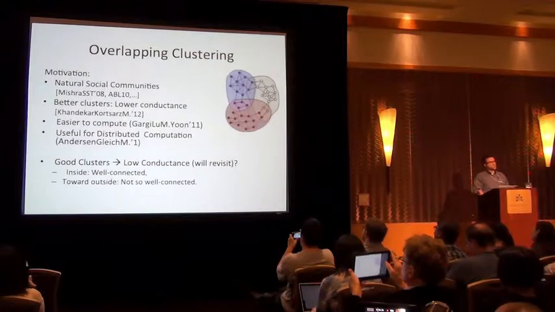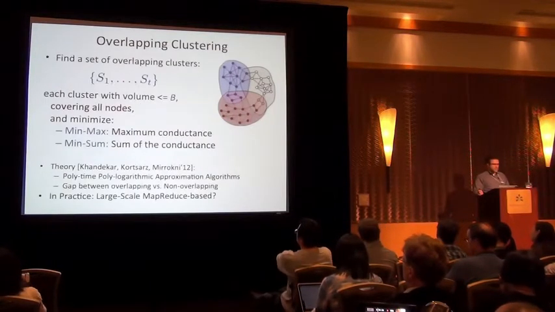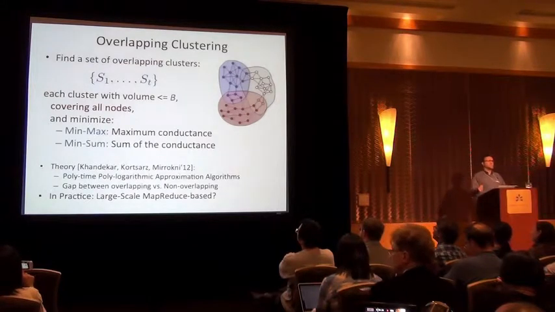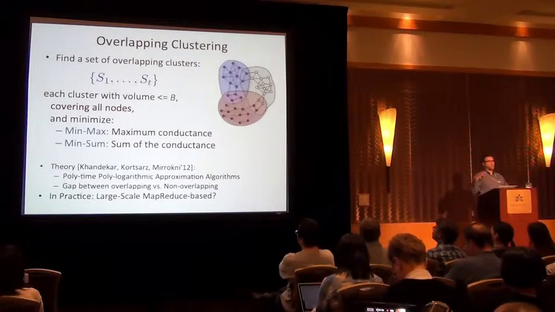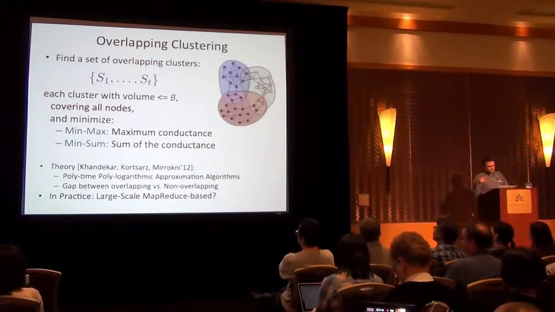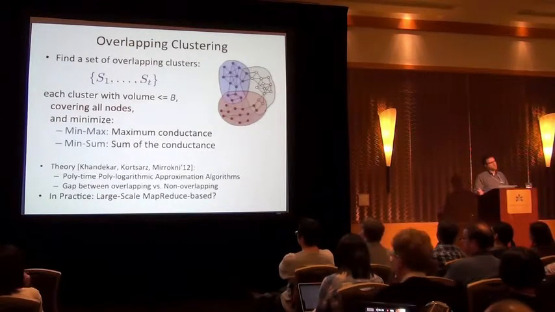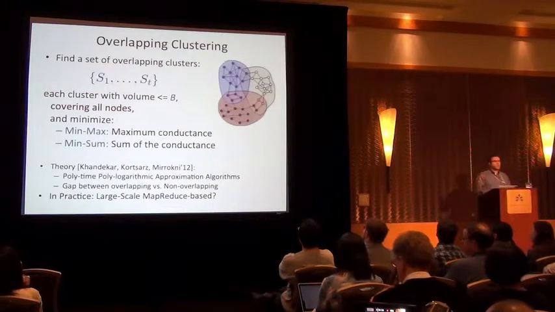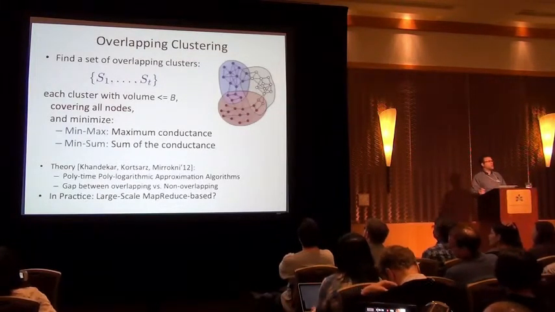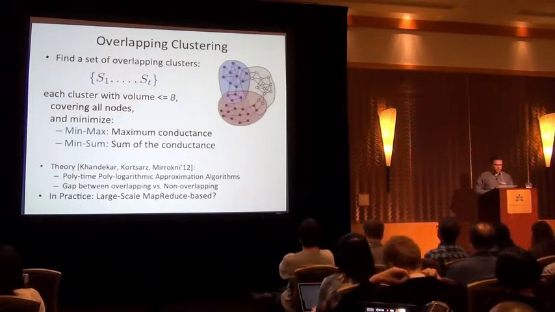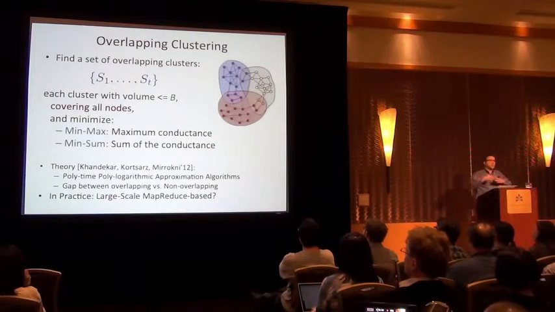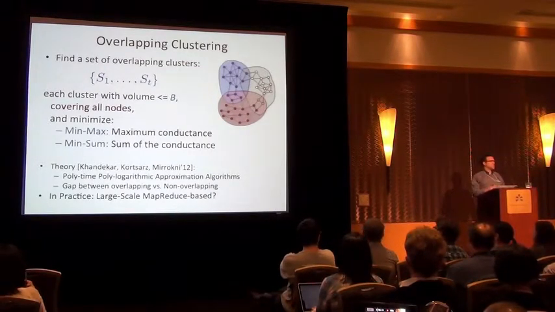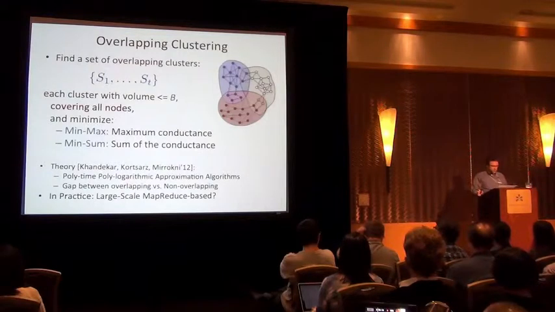So let's say the good clusters that we want to find are clusters with low conductance. If I want to formalize this problem as an optimization problem, I would like to find a subset of clusters, each a subset of nodes in the graph, each of them with volume at most B. We have to cover all nodes in the graph, or almost all nodes. The goal is to look at these clusters and find some quality measure on each cluster and optimize the vector of qualities. For example, we want to minimize the maximum conductance, or minimize the sum of the conductances, or minimize some norm of the quality measure over the clusters we find.